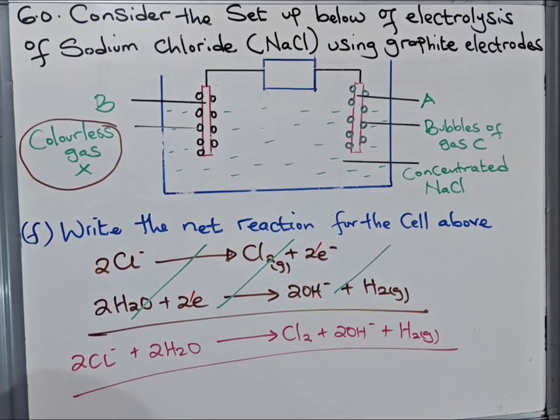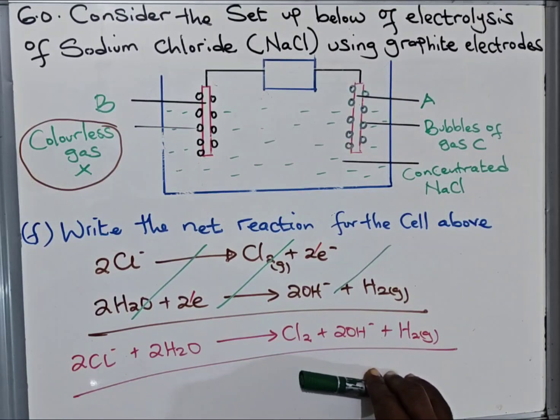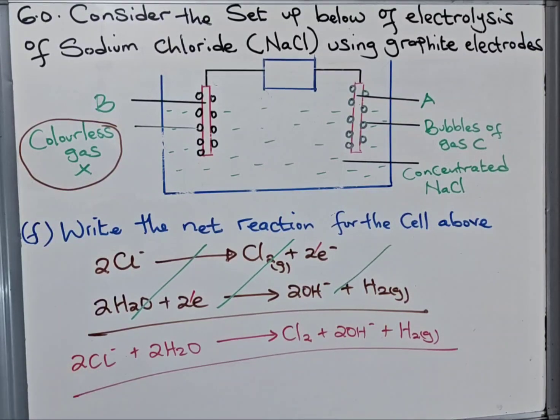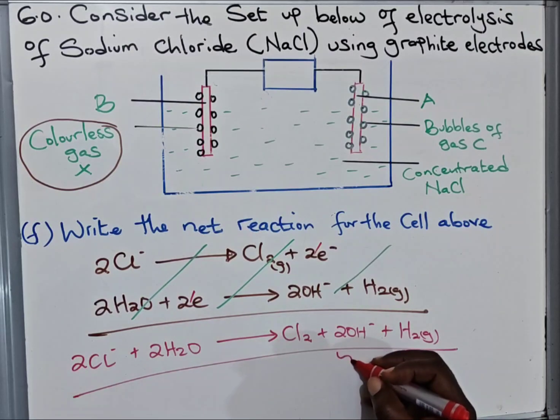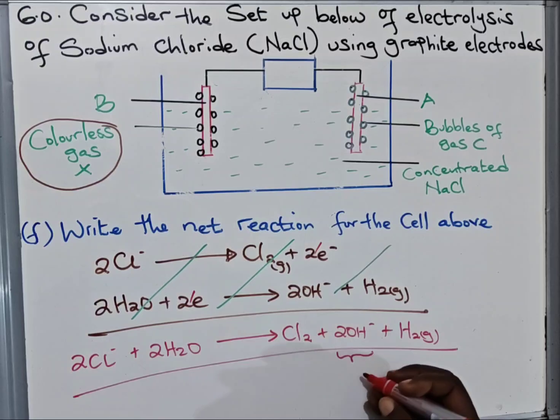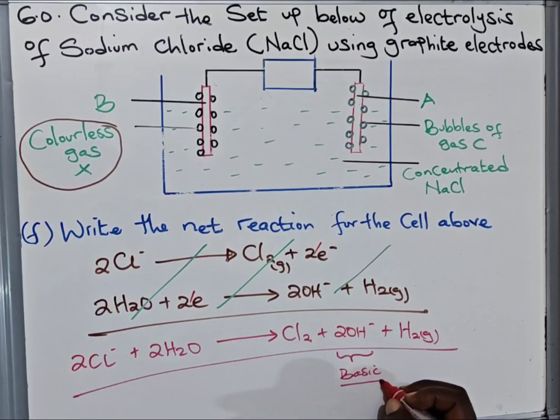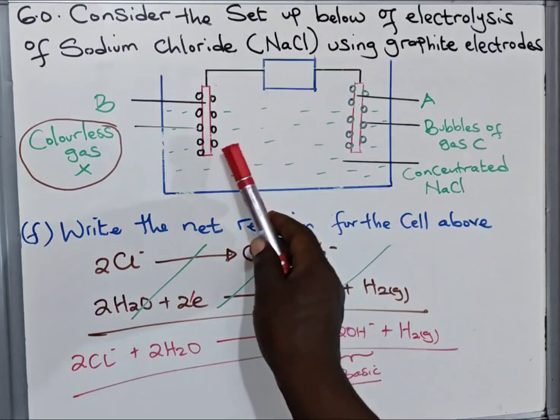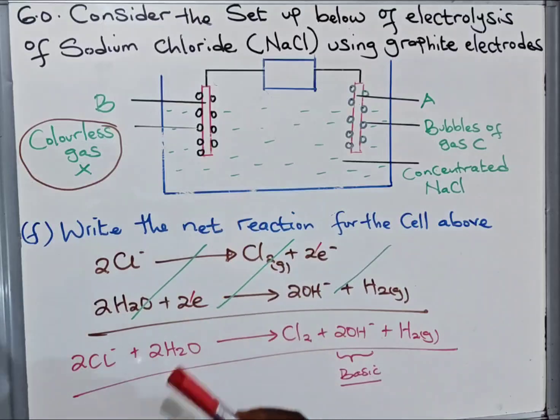Now, there's one question which normally accompanies this. It says, state the change in pH of the electrolyte. When that question comes, you look at this. What is that one? That one is hydroxide. They are basic in nature. So it means that the solution or the electrolyte turns basic.